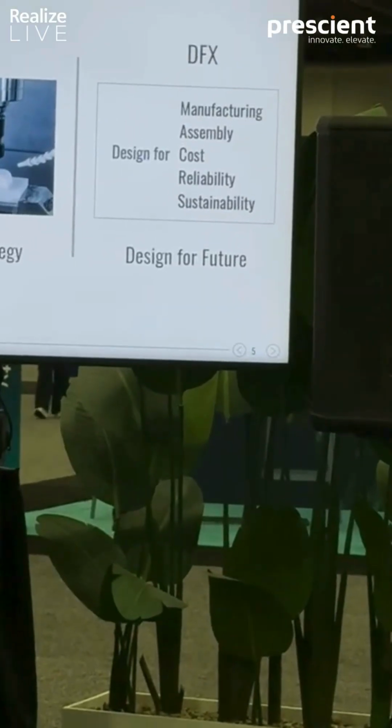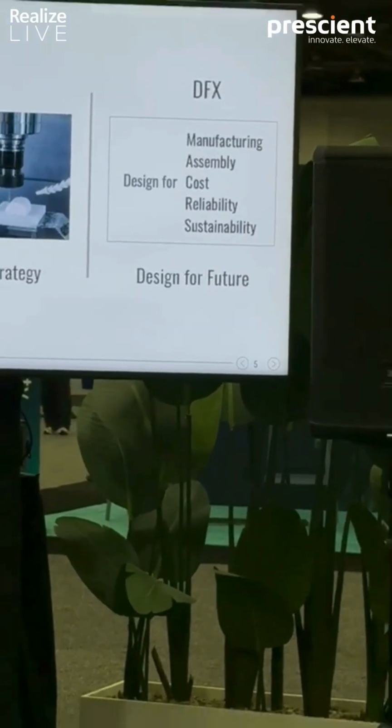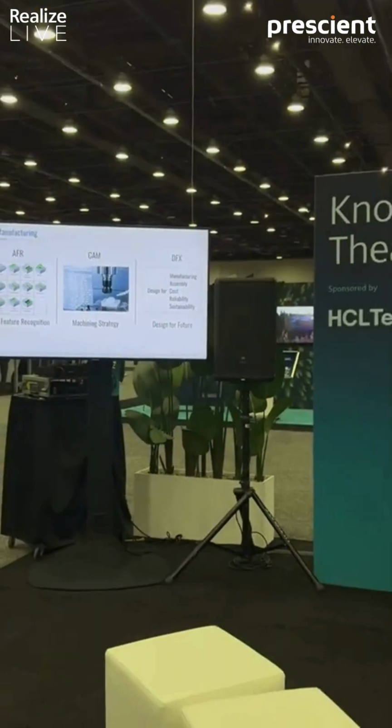So design for manufacturing, assembly, cost, reliability, sustainability is something where AI would definitely come in. This morning we had a very good chat with one of the prospects, and they were asking us: can you look at our earlier designs, and whenever a new young designer is designing the parts, can the older knowledge come in and assist that person?